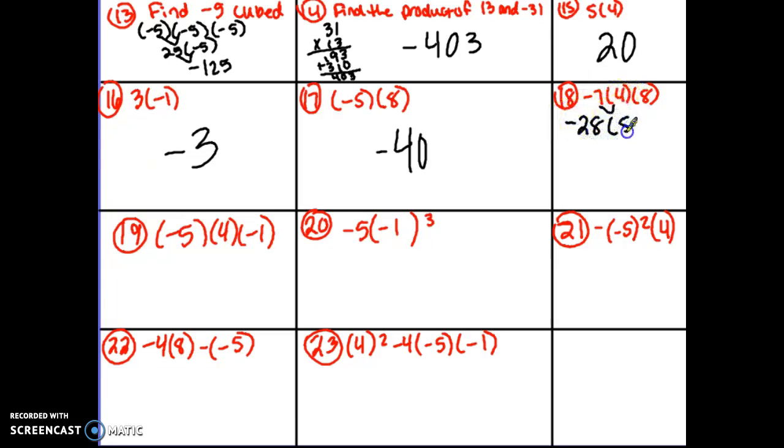Bring everything else down. 28 times 8. 8 times 8 is 64. 8 times 2 is 16. Plus 6 is 22. A negative times a positive is a negative. So my answer is negative 224. Negative 5 times 4 is negative 20. Bring everything else down. Negative 20 times negative 1 is positive 20.